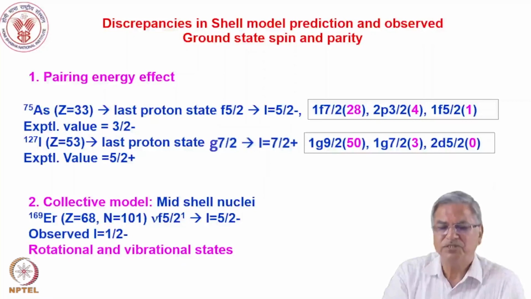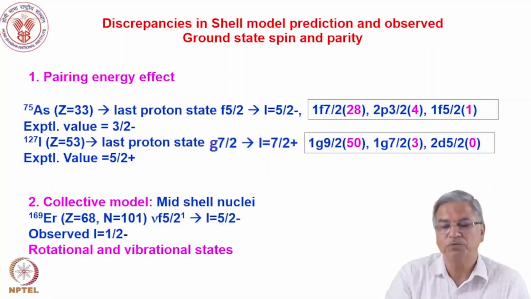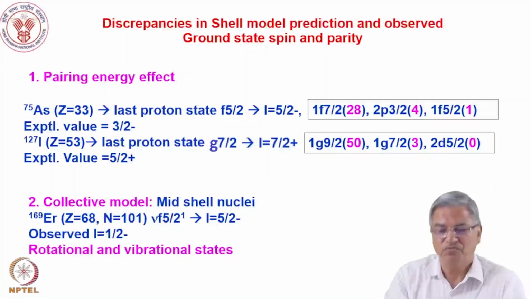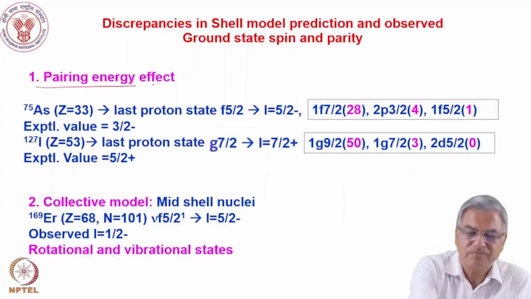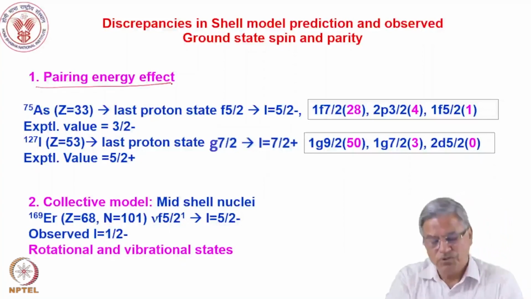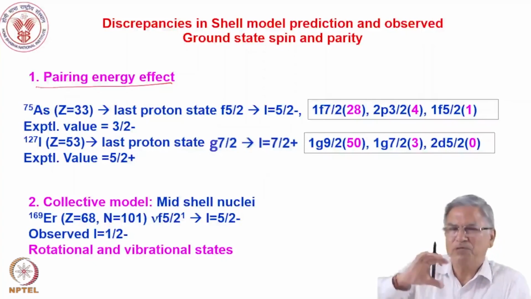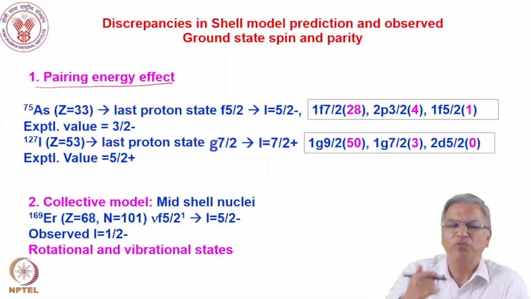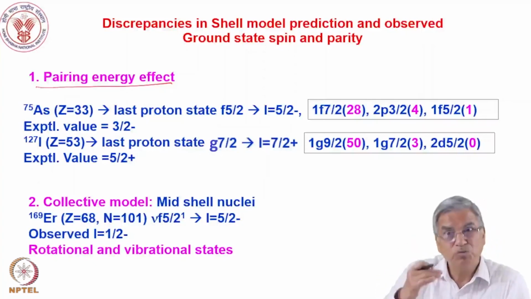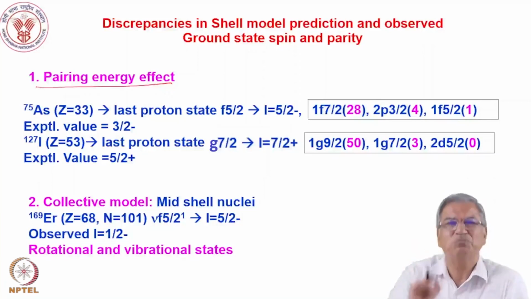So, discrepancies in the shell model prediction and the observed ground state spin and parity. There are two important phenomena which lead to these discrepancies. First is the pairing energy. Now, what happens in an odd nucleus is that there are cases in a particular shell where there are different orbitals which are close by in energy. The energy gap is very small.